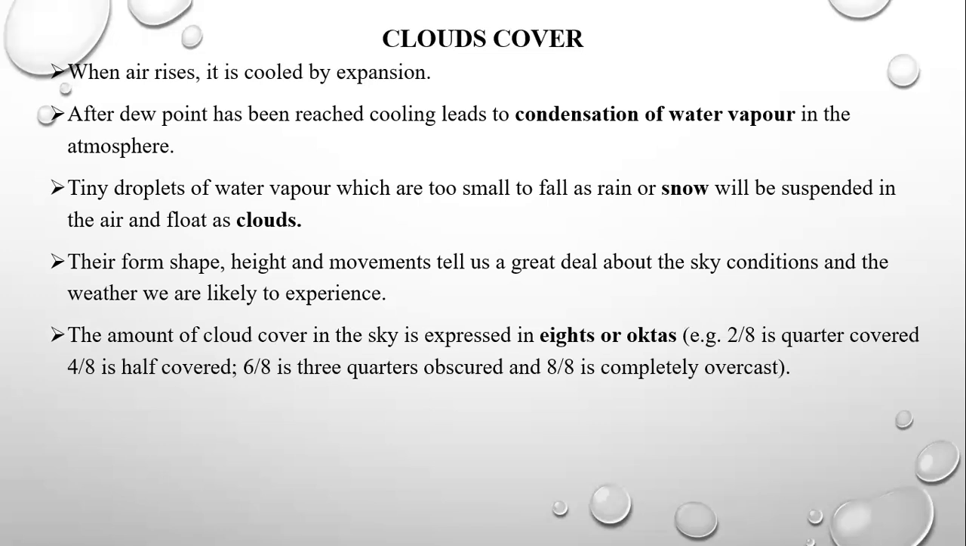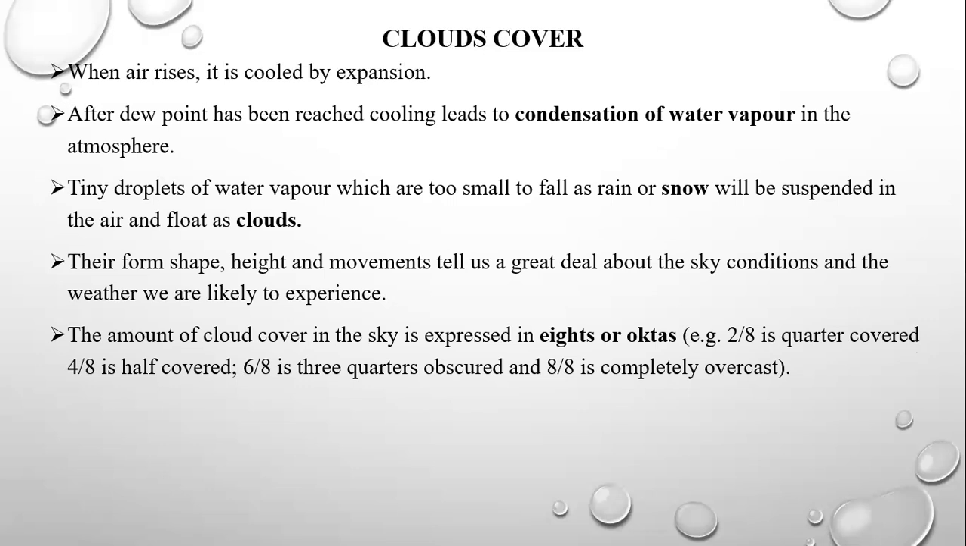Now, the amount of cloud cover in the sky is expressed in eighths or octas. Eighths or octas. So what this simply means is that, for example, 2/8 is quarter covered. 4/8 is half covered. 6/8 is 3/4 obscured. 8/8 is completely overcast. So that's how you measure cloud cover.